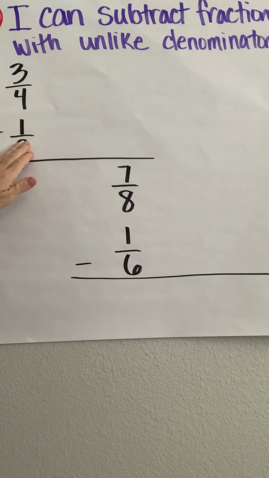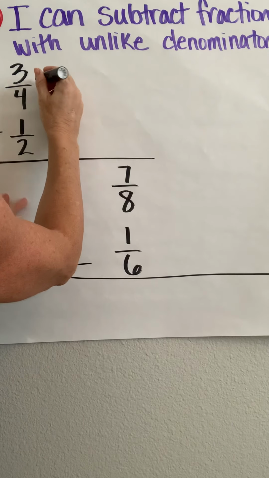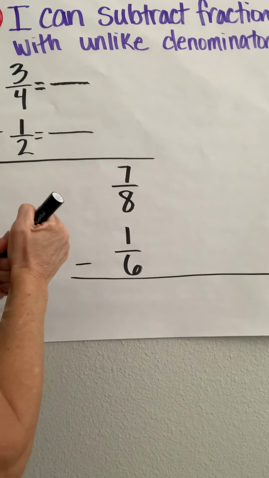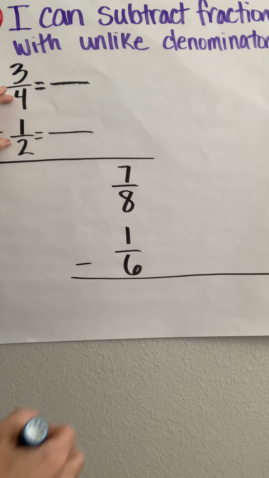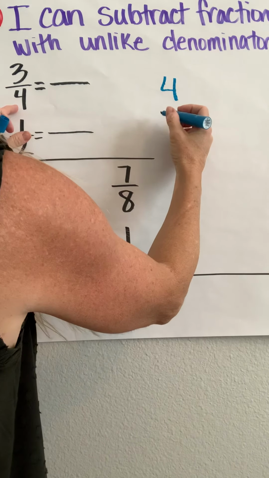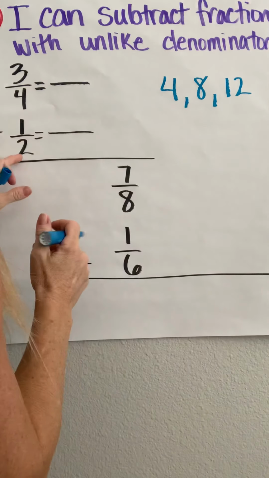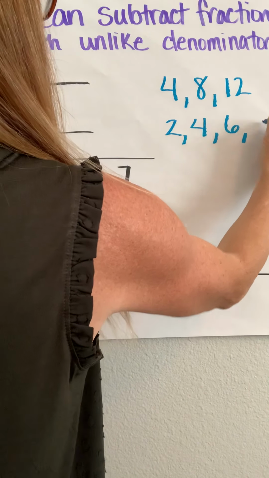Unlike denominators, we need to make like denominators, just like yesterday. I cannot subtract these until I've made them like and gotten it to that 4th grade skill. So I recognize 4 and 2 are my denominators, so I need to find the lowest multiple they have in common, the least common multiple or the least common denominator, okay? So I'm going to count by 4s, 4, 8, 12, okay? Now I'm going to count by my 2s, 2, 4, 6, 8.